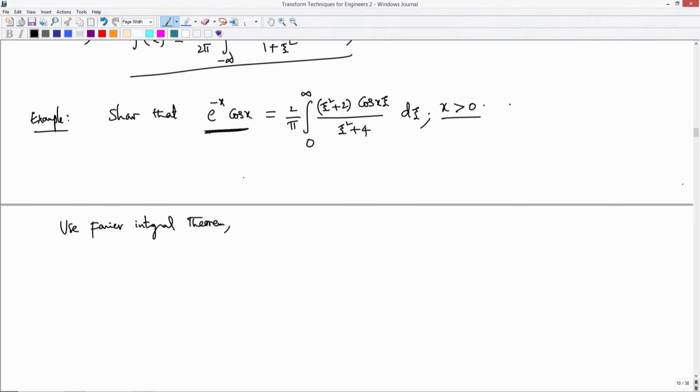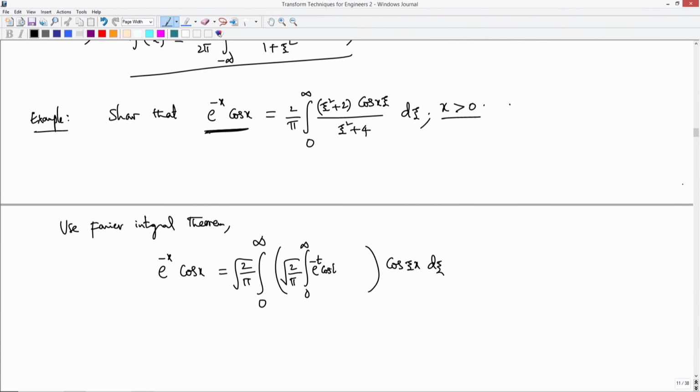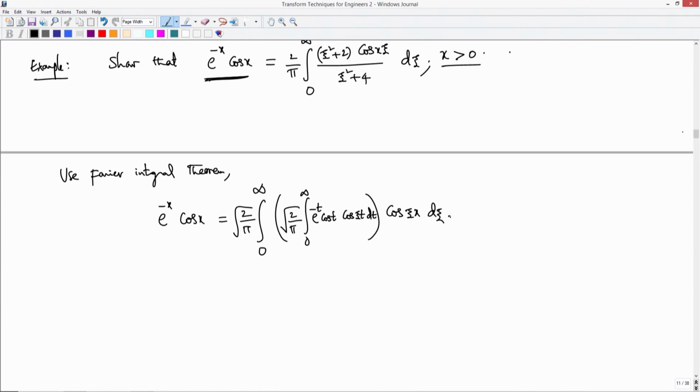So, clearly f of x, e power minus x cos x, is defined only on one side, and is equal to 2 by pi, you remember, this is the inverse transform. Now, we have the transform, cos xi x d xi. Inside, integral 0 to infinity f of t, that is e power minus t cos xi t dt. This is by the Fourier integral theorem for every x positive.